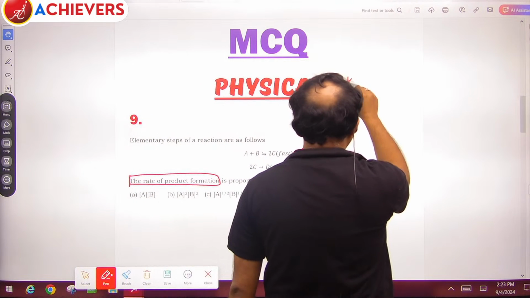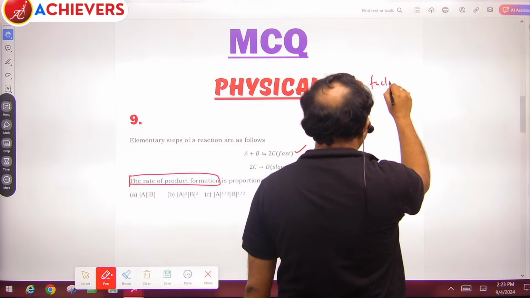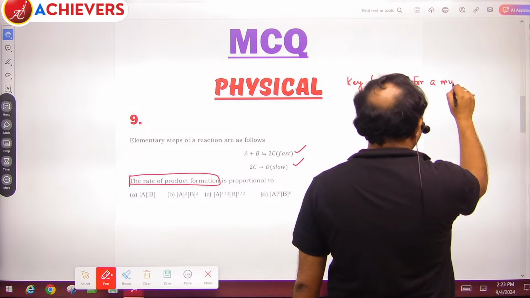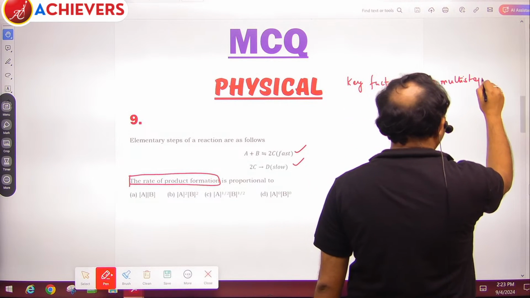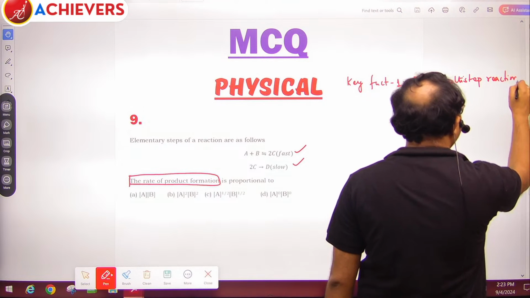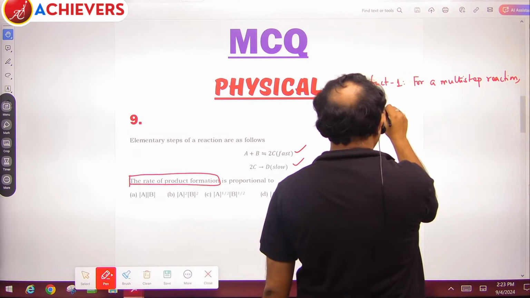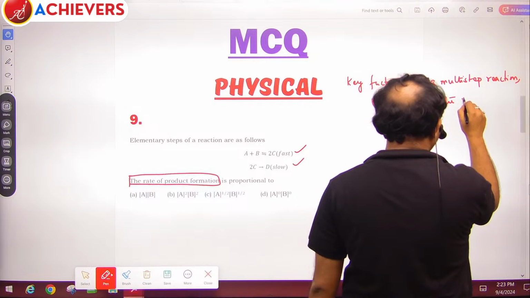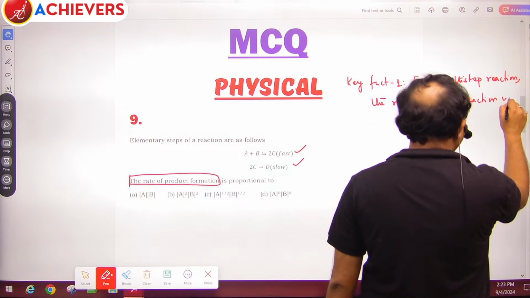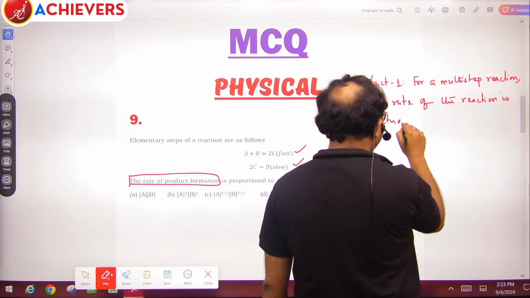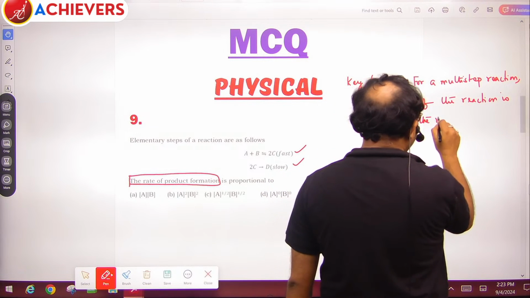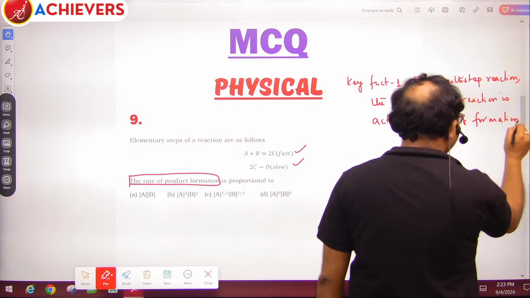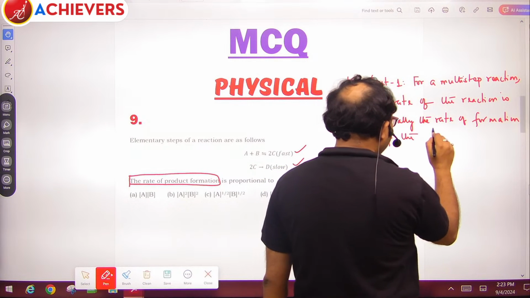So, key fact 1. For a multi-step reaction, the rate of the reaction is actually the rate of formation of the final product.